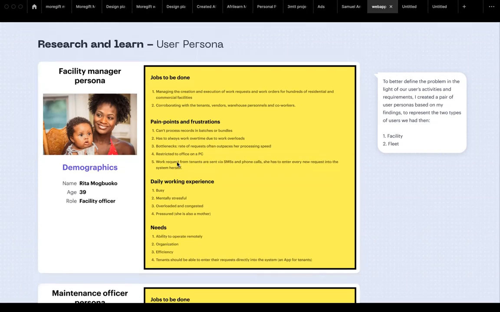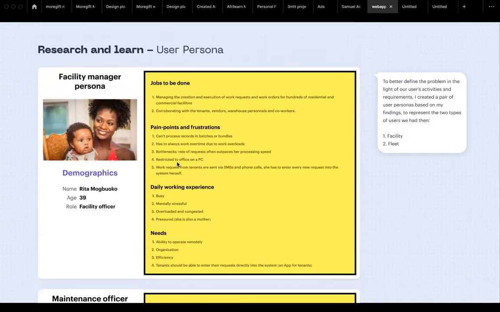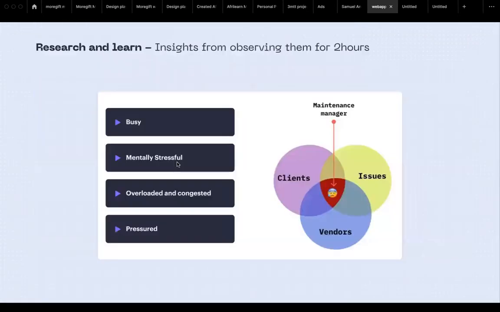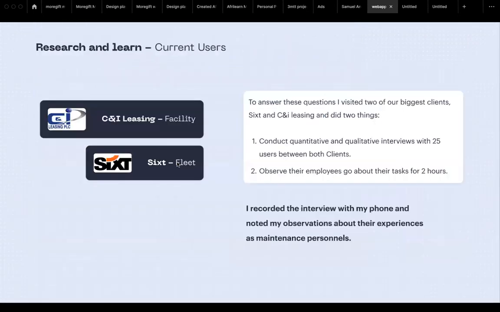Yeah. I just wanted to link them up, because you created two personas. Yes, because I did research on two companies. For example, this is facility and this is fleet. So our company was producing for fleet companies, like companies that manage fleets.